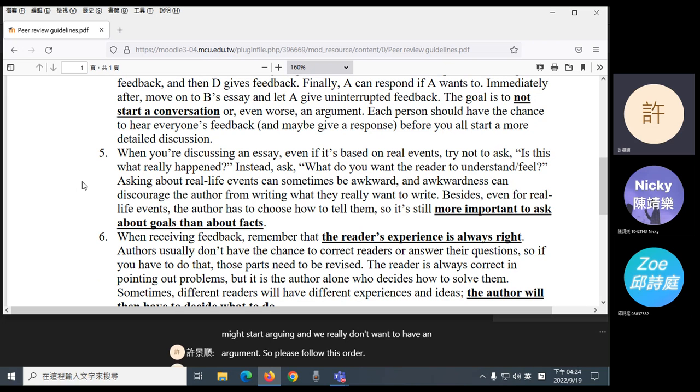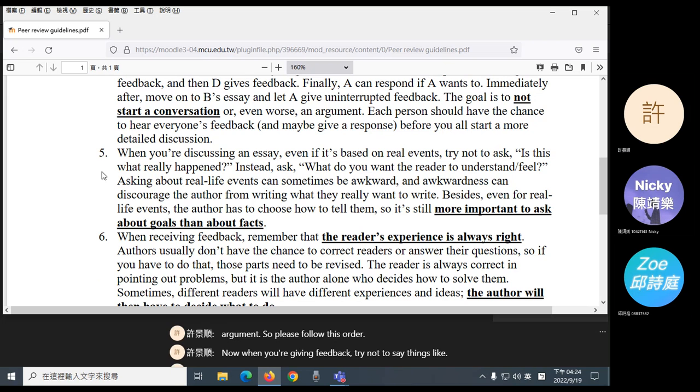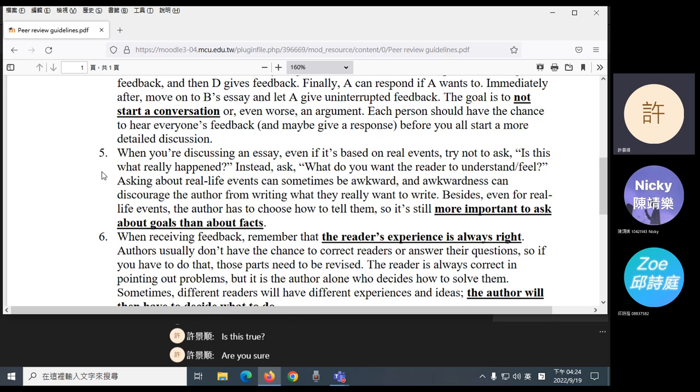Now, when you're giving feedback, try not to say things like, is this true? Are you sure? Is this right? First of all, that means you don't trust the author, and it gets very awkward. But also, that's not the point of why we write or why we read. Information is not the point. We want to practice communicating.